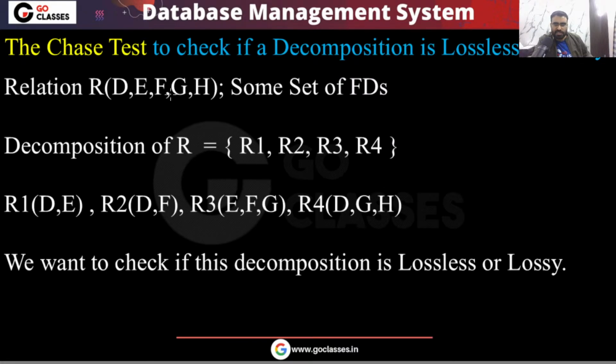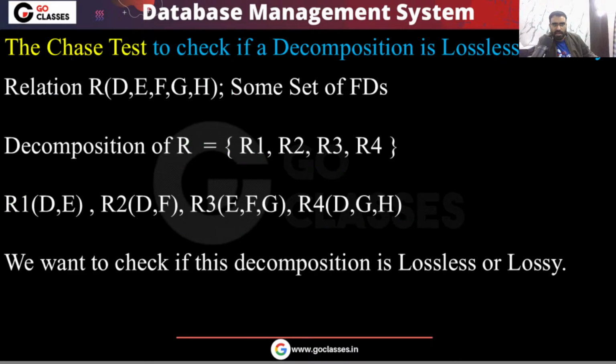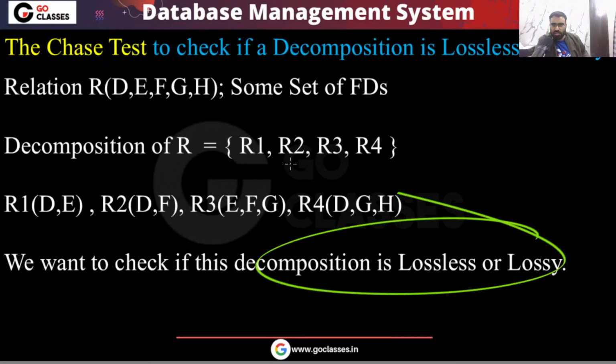So let's consider this example. We have a relation R which has 5 attributes D, E, F, G, H, and some set of functional dependencies. We have a decomposition of R into 4 sub-relations R1, R2, R3, R4. R1 has attributes DE, R2 has DF, R3 has EFG, and R4 has DGH. This is the decomposition of the relation R into 4 sub-relations. We want to check if this decomposition is lossless or lossy.